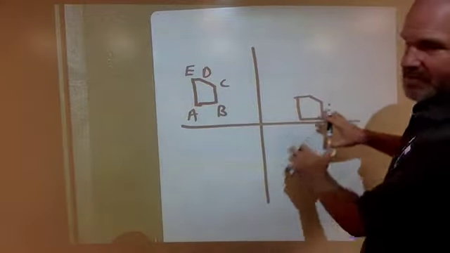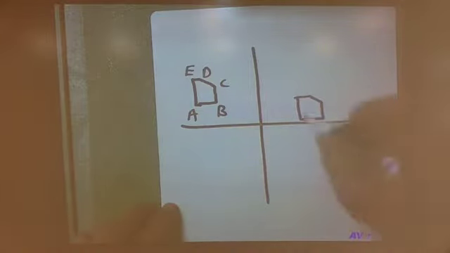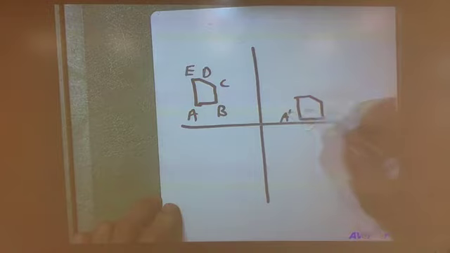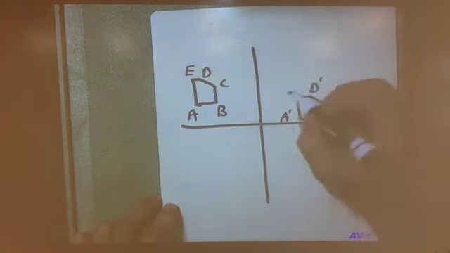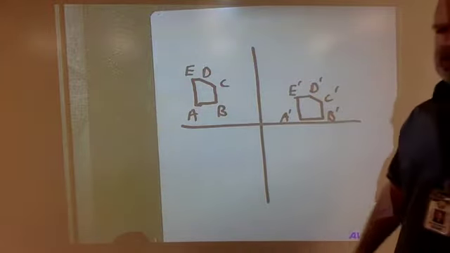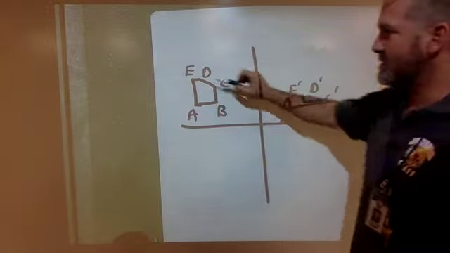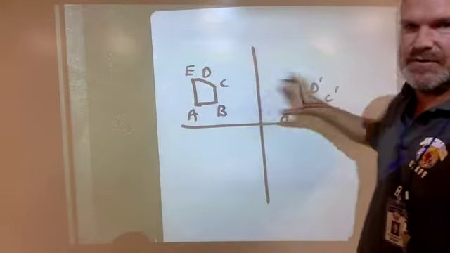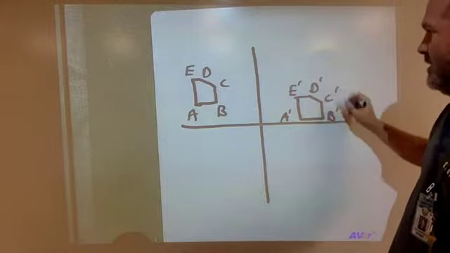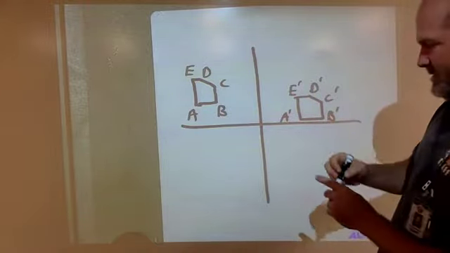The image over here where we end up is going to have a little prime mark, a little apostrophe. A prime, B prime, C prime, D prime, E prime. All right, that's another way to designate image from pre-image, where you started from, where you ended up. You start with regular letters, and as you move, your letters get a little prime mark by them. All right, so that's another way to tell.